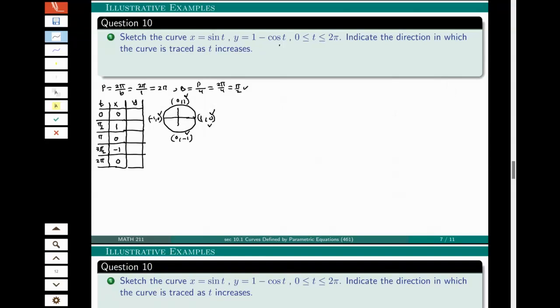Now for cosine, when t is 0, cosine 0 is 1, and 1 minus 1 will be 0. Then at pi over 2, cosine is 0, so that will be 1. At pi, it is minus 1, so 1 minus of minus 1, it's 2. And at 3 pi over 2, it will be 0, so that will be 1. And at 2 pi, cosine is 1, so 1 minus 1, which will be 0.